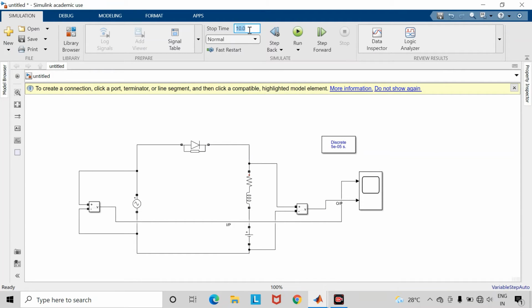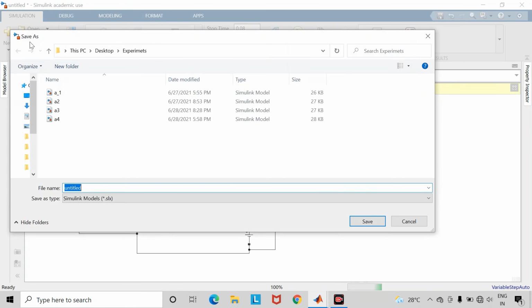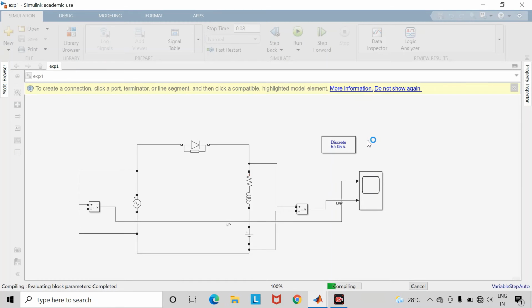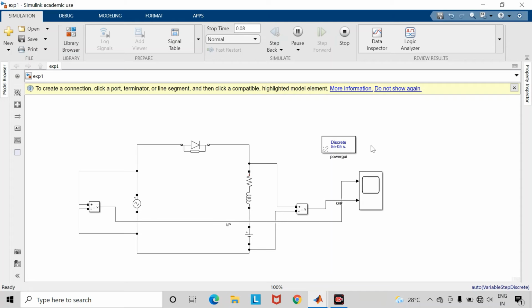I am taking here the stop time as 0.08 seconds. So we will get the waveforms corresponding to 4 cycles. Now save our simulation and run it. Open the scope block.